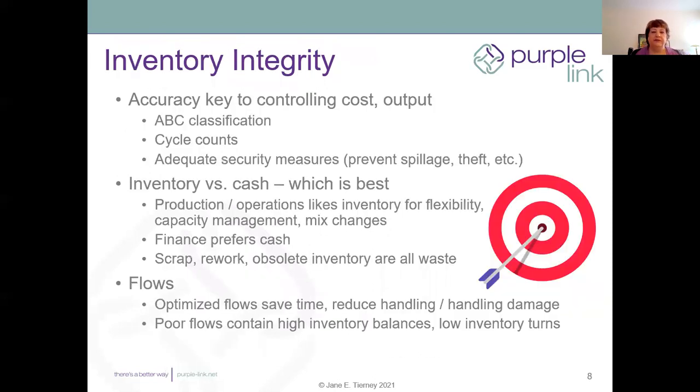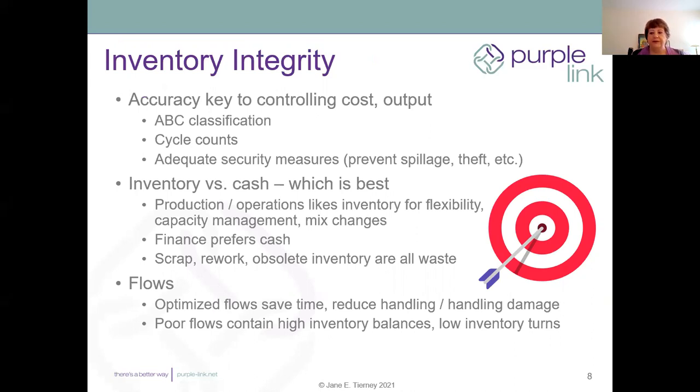The other thing is, once you decide how much inventory you're going to have in what form, then you have to make sure that you keep your inventory accurate. This is very, very important to make sure that you have inventory balances that you can trust and rely on. So the accuracy is going to be really key. Using the ABC classification is a very smart way to do this.